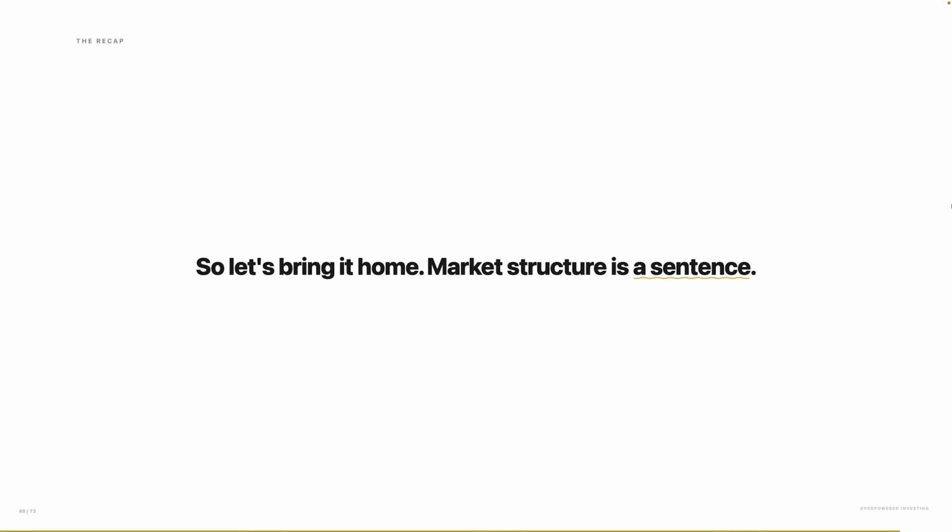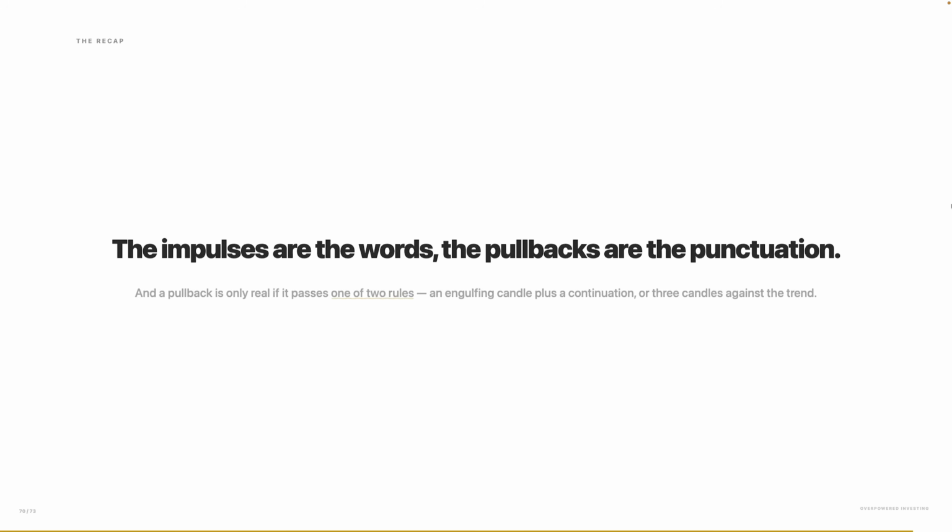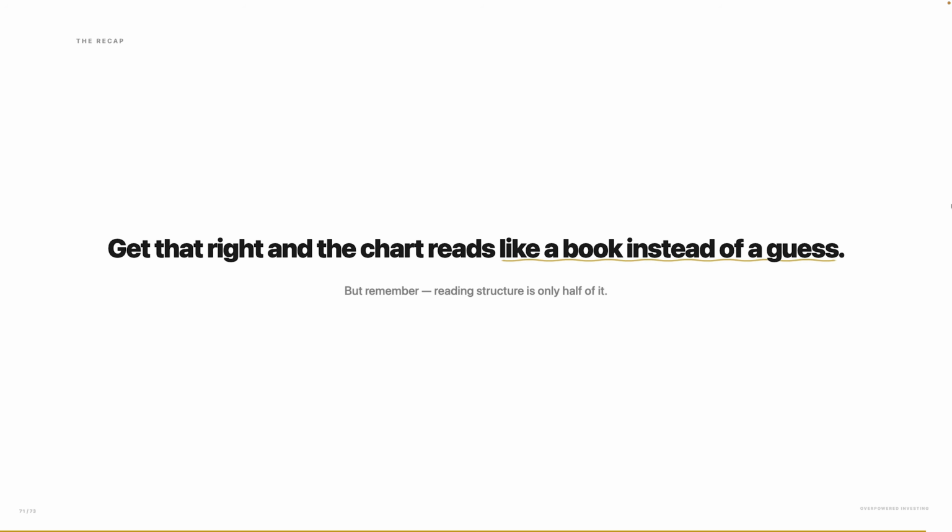So let's bring it home. Market structure is a sentence. The impulses are the words. The pullbacks are the punctuation. And a pullback is only real if it passes one of these two rules: an engulfing candle plus a continuation, or three candles against the trend. Get that right and the chart reads like a book instead of just a guess.